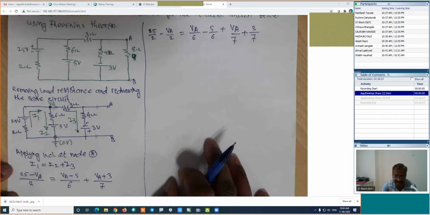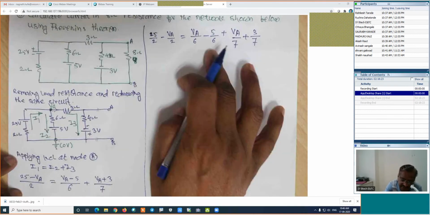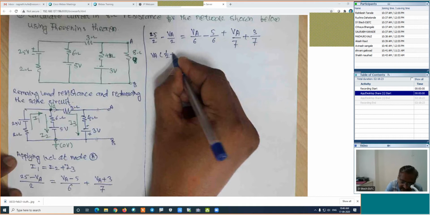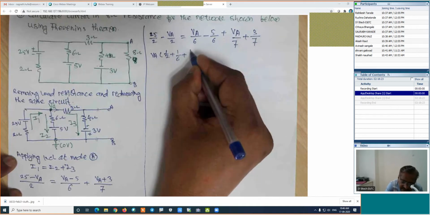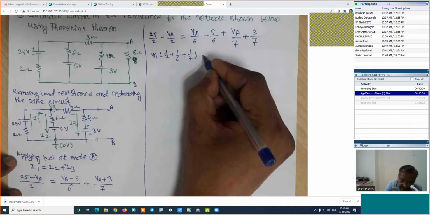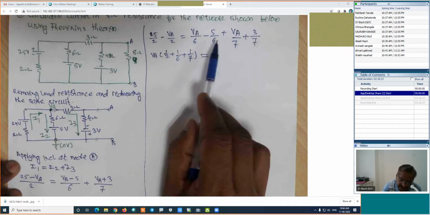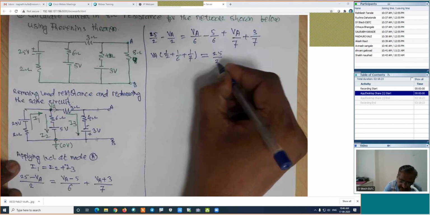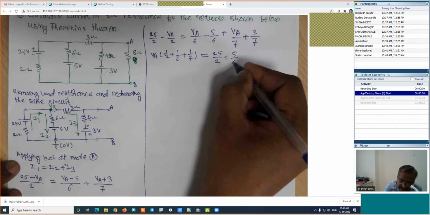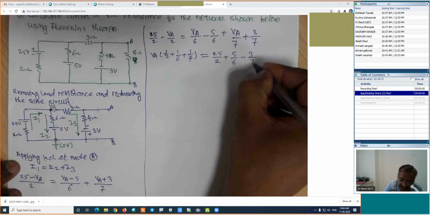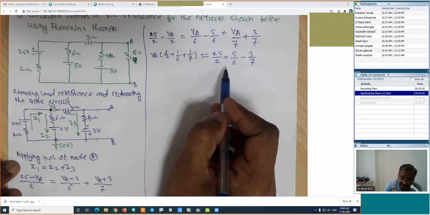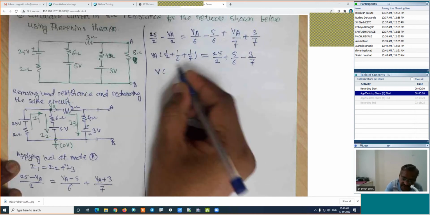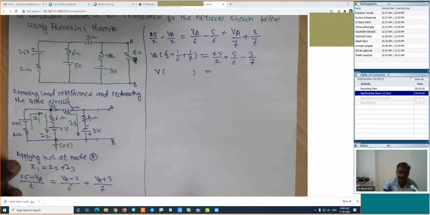If we shift the VA terms to the other side and take VA as common, then it is 1 by 2 plus 1 by 6 plus 1 by 7, which is equal to the constant. The constant on the left hand side is 25 divided by 2, plus 5 by 6, minus 3 by 7. Simplify the left hand side and right hand side and find out the value of this bracket, and how much the constant is.